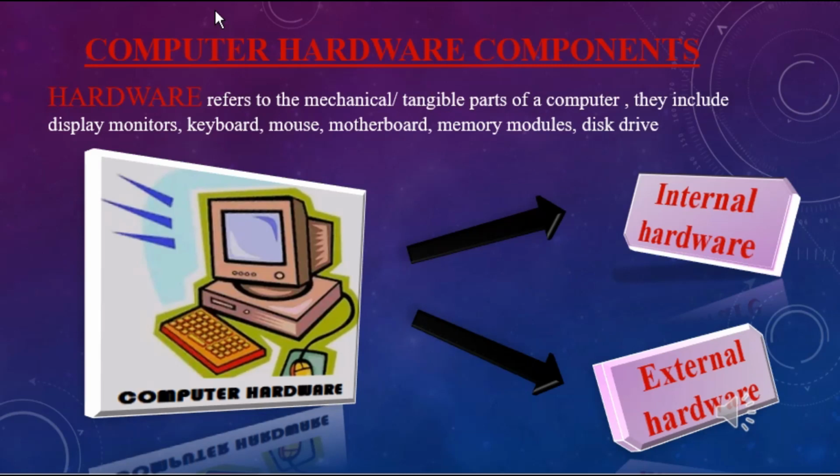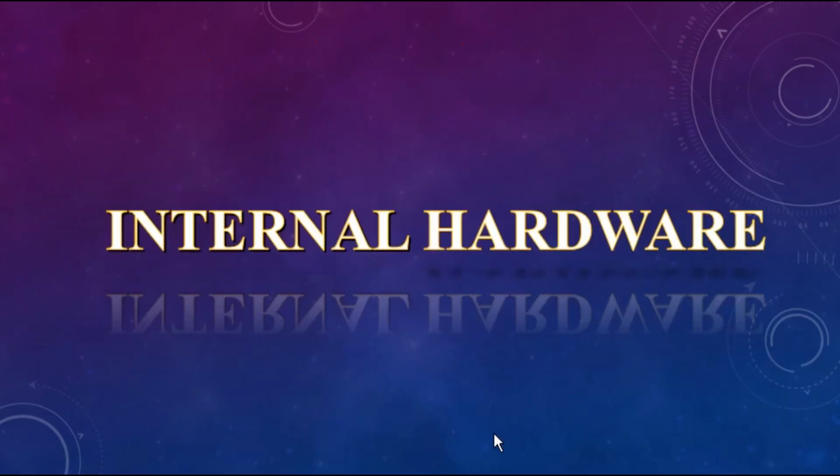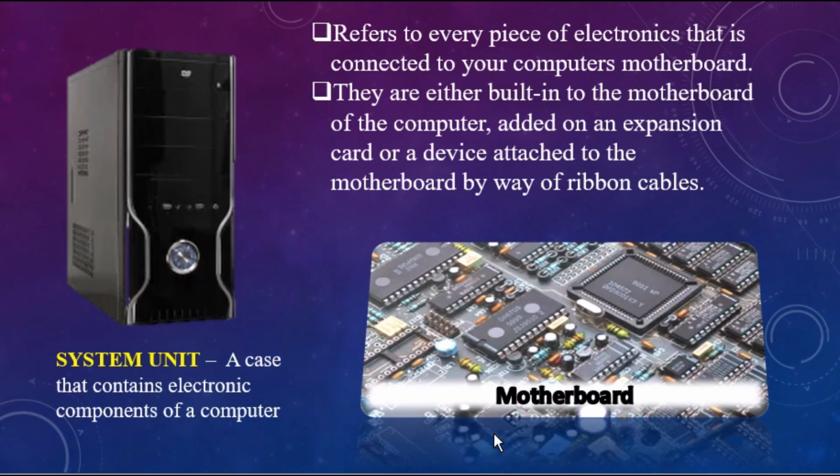We can further divide computer hardware into two, that is, the internal hardware and the external hardware. What is internal hardware? Internal hardware simply refers to the hardware found inside the system unit. You can ask yourself, what is a system unit? A system unit is simply a casing that contains electronic components of a computer. It houses the internal hardware of a computer.